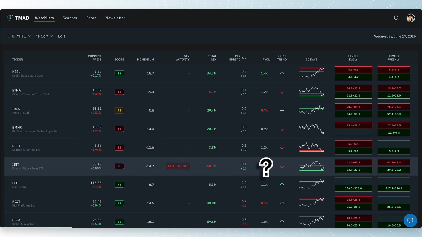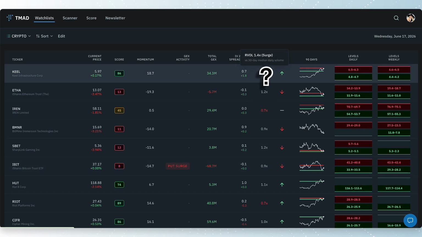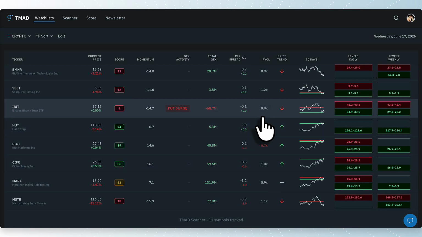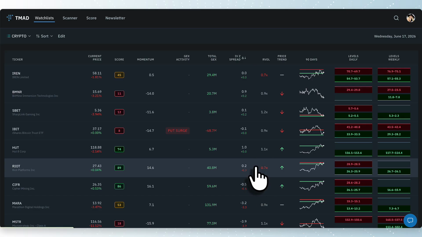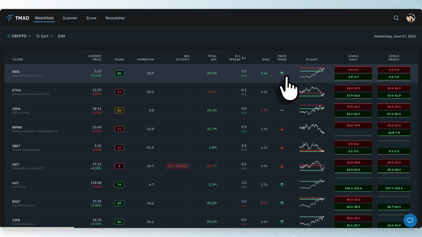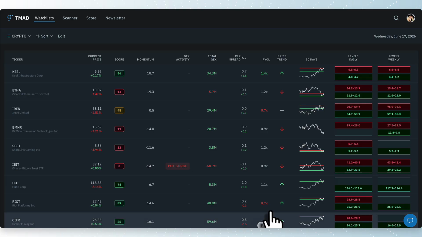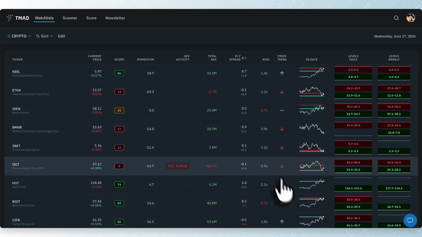In any case, we have then relative volume. Relative volume above 1 is important, especially if you want to trade. If it's low volume, you can still buy the names if there is a really nice score, but if you want to see strong movement, you want RVOL higher. So again, Keel is winning, and then of course trend means whether it's an uptrend or downtrend. So look at all of those.